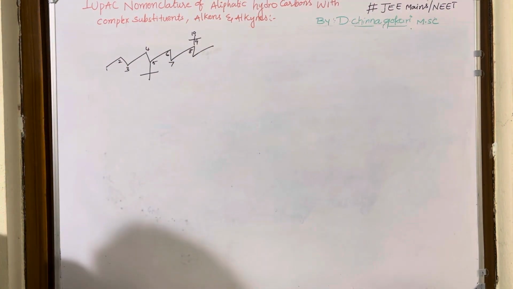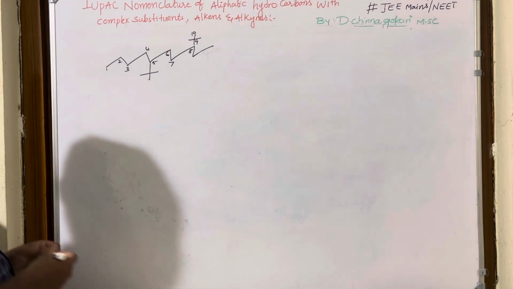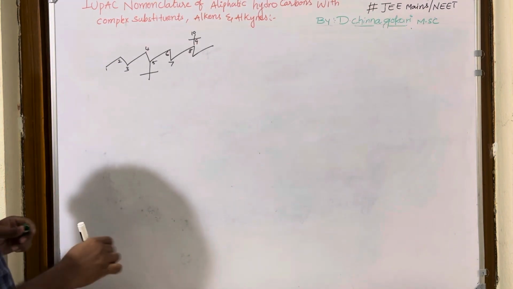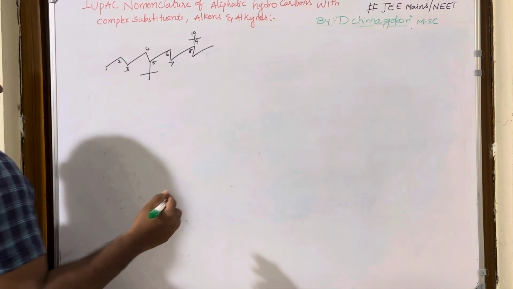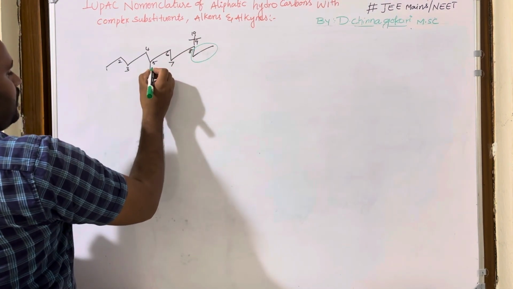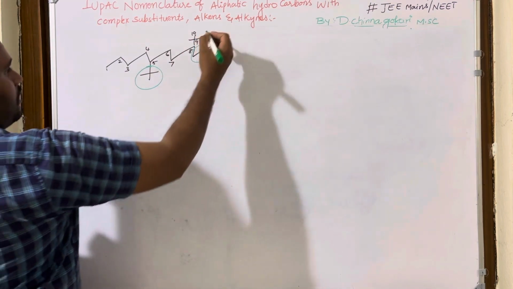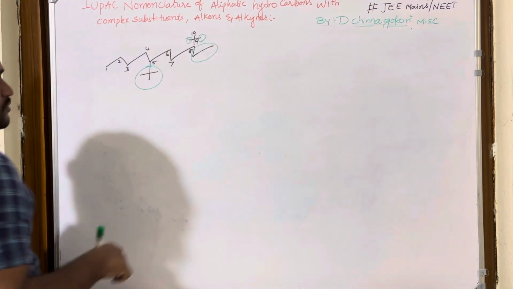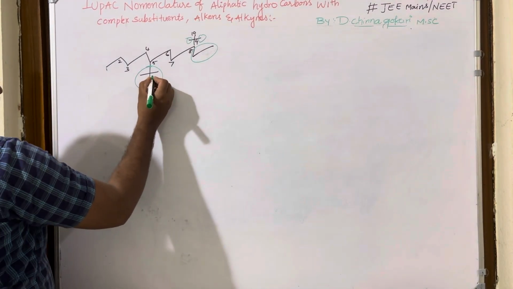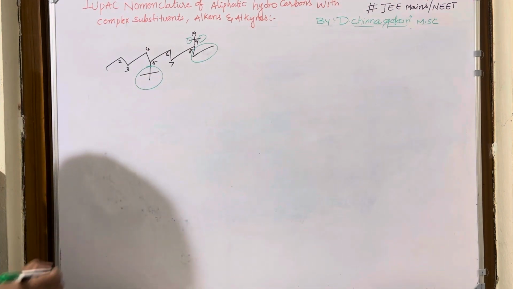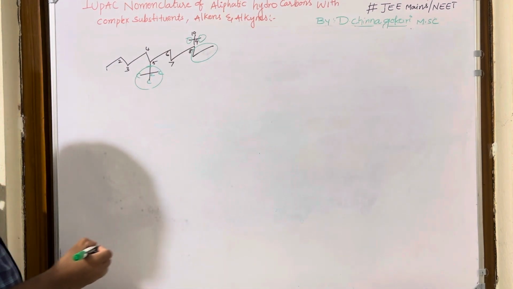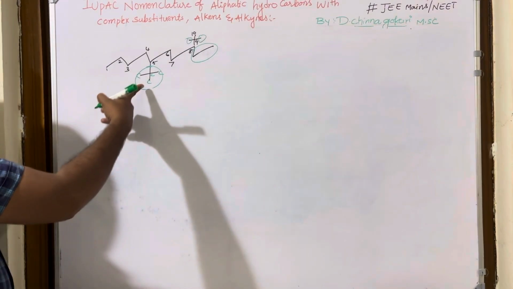Now let us see the substituents. What are the substituents here? This is one substituent, this is also one substituent, this is also one, and this is also one. Now what is the name of this substituent? When you observe here, it is a complex substituent: carbon, carbon, carbon and carbon. Here we know the IUPAC name and also the common name.